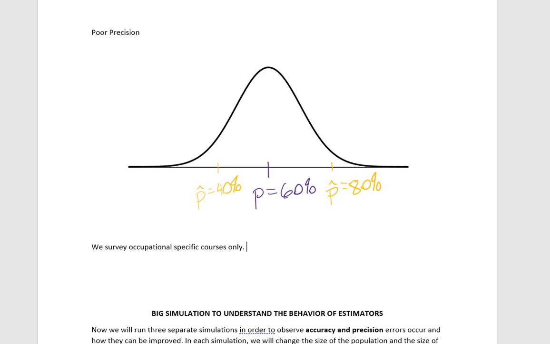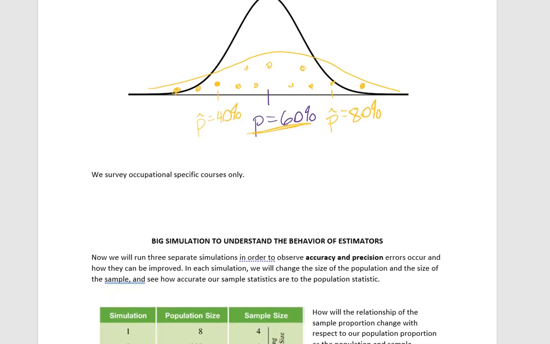Okay, so what would happen is that we would have all of these different surveys, and they would keep bouncing back and forth, and a lot of them wouldn't even be close to each other. But if we average them out, we'd probably get pretty close to the actual population, but all of our surveys would give us dramatically different results, right? So if we surveyed only occupational specific courses, we would get numbers that went all over the place.